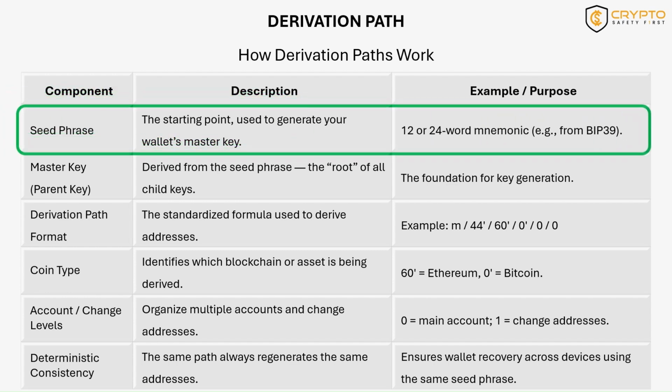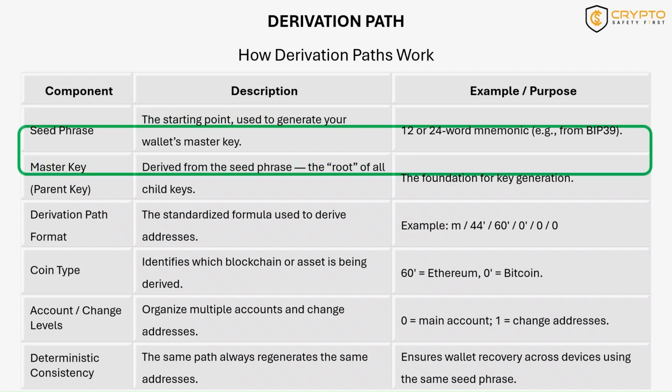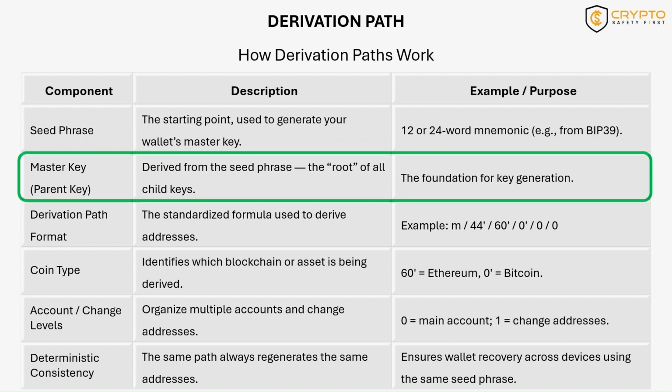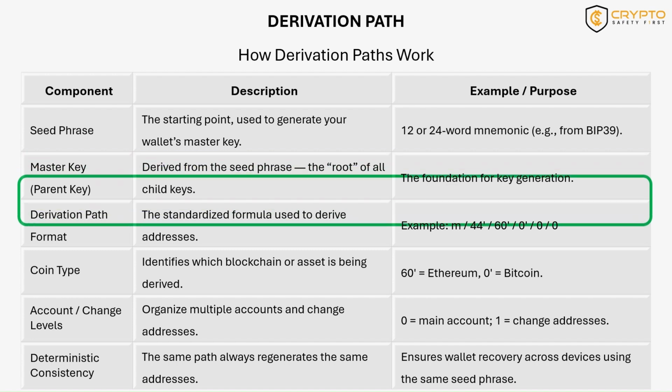First, the seed phrase. It's the starting point of your wallet's key system, usually a 12 or 24 word phrase based on BIP39. Second, the master key, or parent key. It's mathematically derived from your seed phrase and acts as the root for all future addresses.